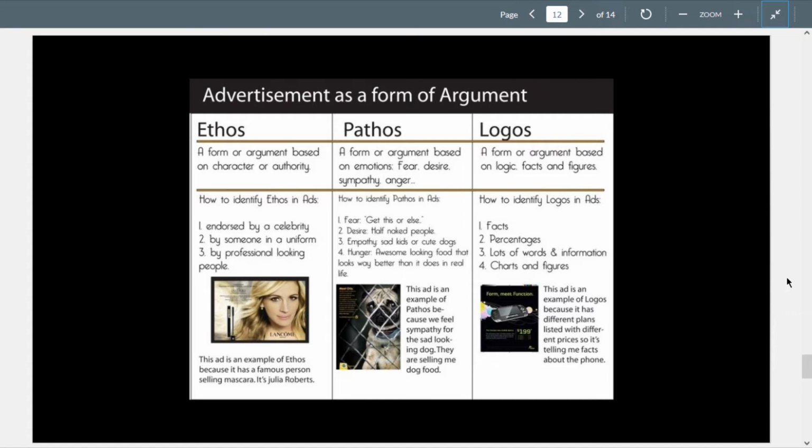Okay? Logos has to do with facts, percentages, lots of words and information, charts and figures, statistics. So this ad is an example of logos because it has different plans listed with different prices. So it's telling me facts about the phone. Okay? So there's your 3 examples of ethos, pathos, and logos.